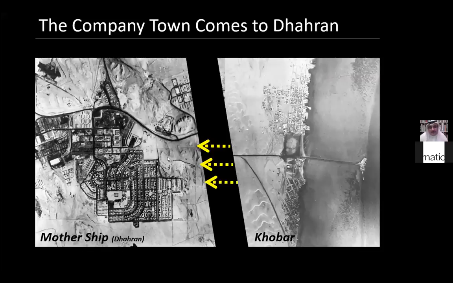A working man's paradise, something that looks like a suburb of any American town in the Midwest of North America, while Khobar was designed as a perfect grid, almost an infinite grid, without any differentiation. My interpretation is that it looks like a one-company town that was torn from the middle, and a labor camp was established as Al-Khobar, and the company town or the senior staff was left in Dhahran, as I call it here, the mothership.